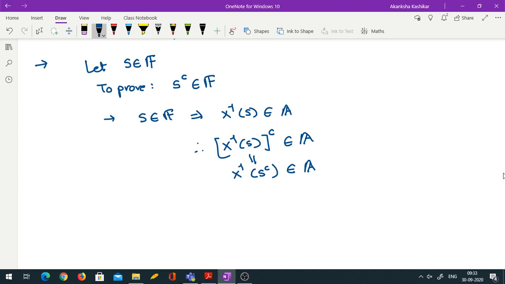We know A is a collection of inverse images of sets from F. A doesn't have anything extra. So this implies that S complement must be in F. Okay. So therefore, we have proved that F is closed under complementation.